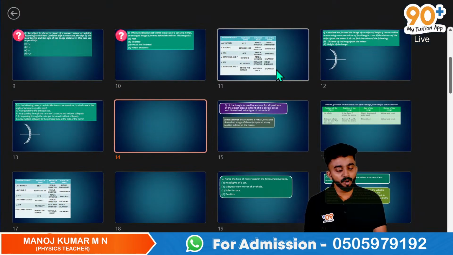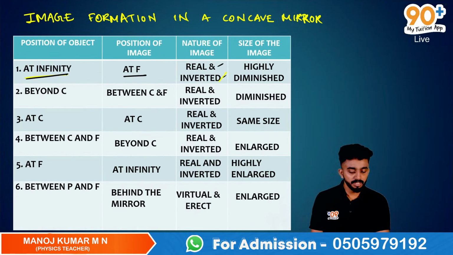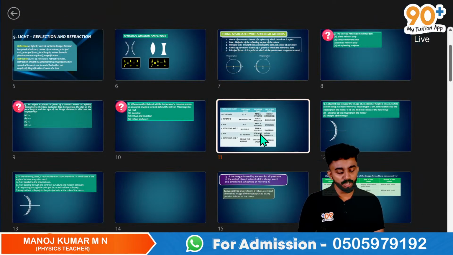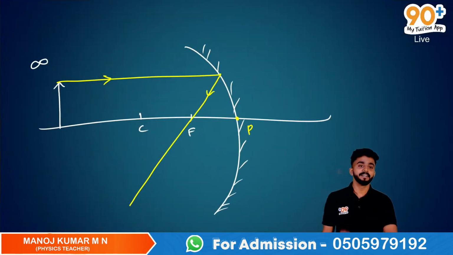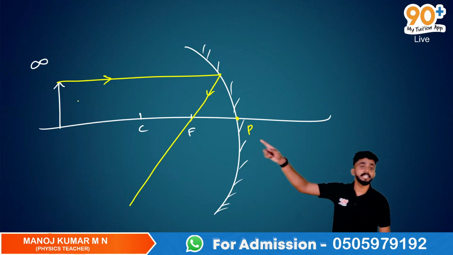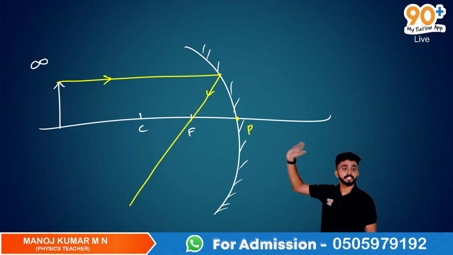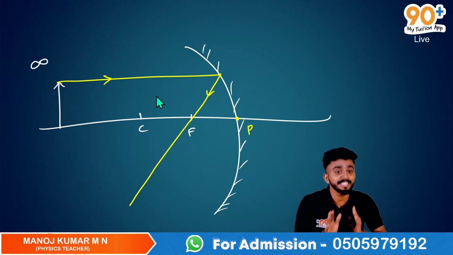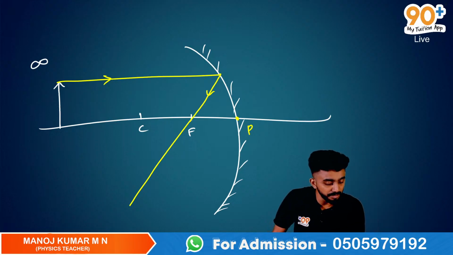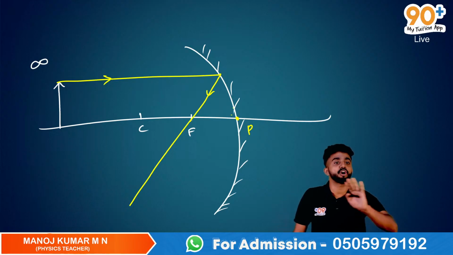But guys, what is the nature of the image? They are saying it is real and inverted, and the size of the image is highly diminished. So how should we have the rays coming up? If it's from infinity, can we say it will directly be incident on the pole of a mirror? So this is a lesson that you should never take a ray coming from infinity like this to the pole. That is wrong.